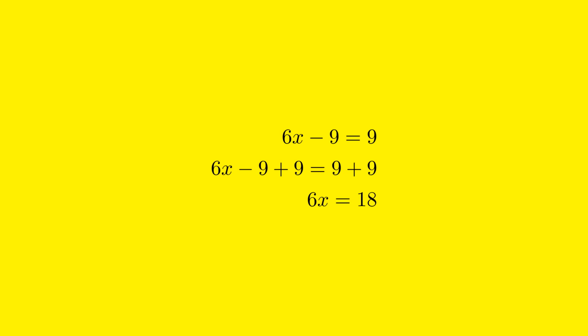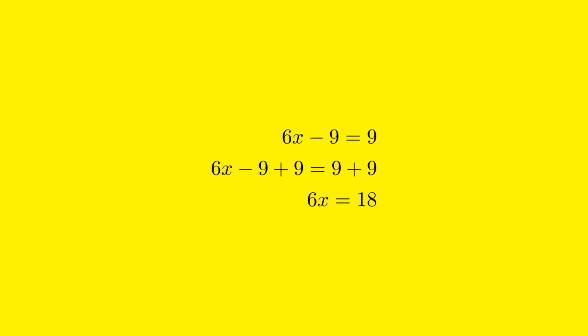To eliminate this term, we will do the inverse operation. The opposite of minus 9 is plus 9, so we will add 9 to both sides of the equation to keep the equation balanced. The equation now becomes 6x minus 9 plus 9 equals 9 plus 9. When we add minus 9 and 9 on the left side, they cancel each other out, leaving just 6x. On the right side, 9 plus 9 equals 18. Now our altered equation is 6x equals 18.